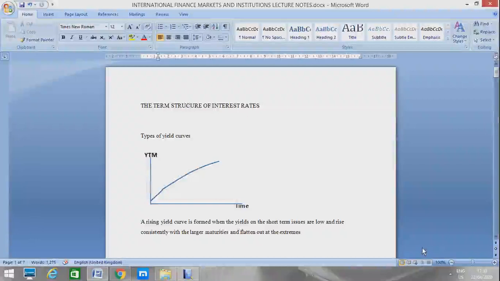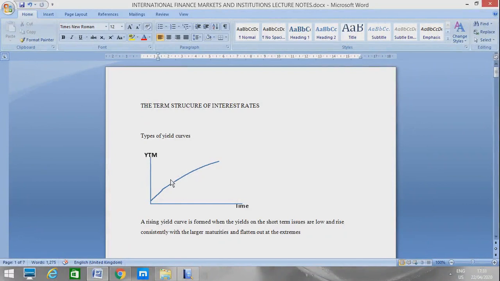Okay, so today we're going to be talking about the term structure of interest rates. Let's start by defining what it is. It is the relationship between the term to maturity and the yield to maturity.